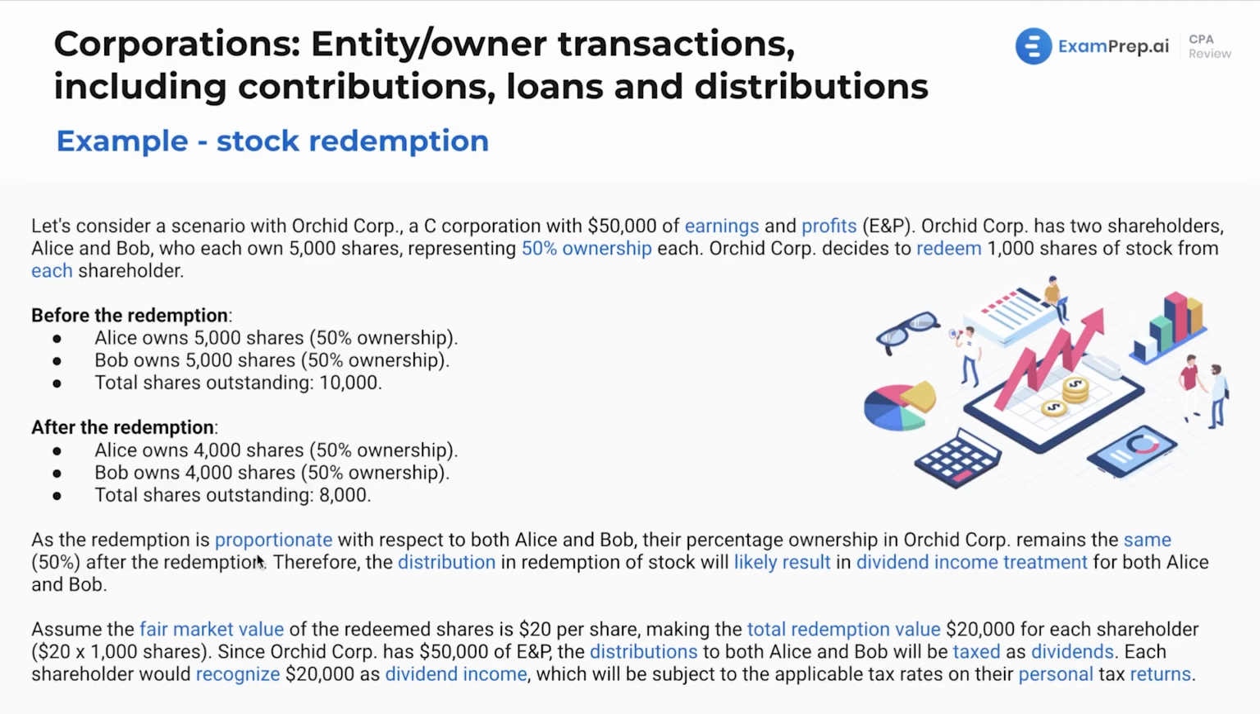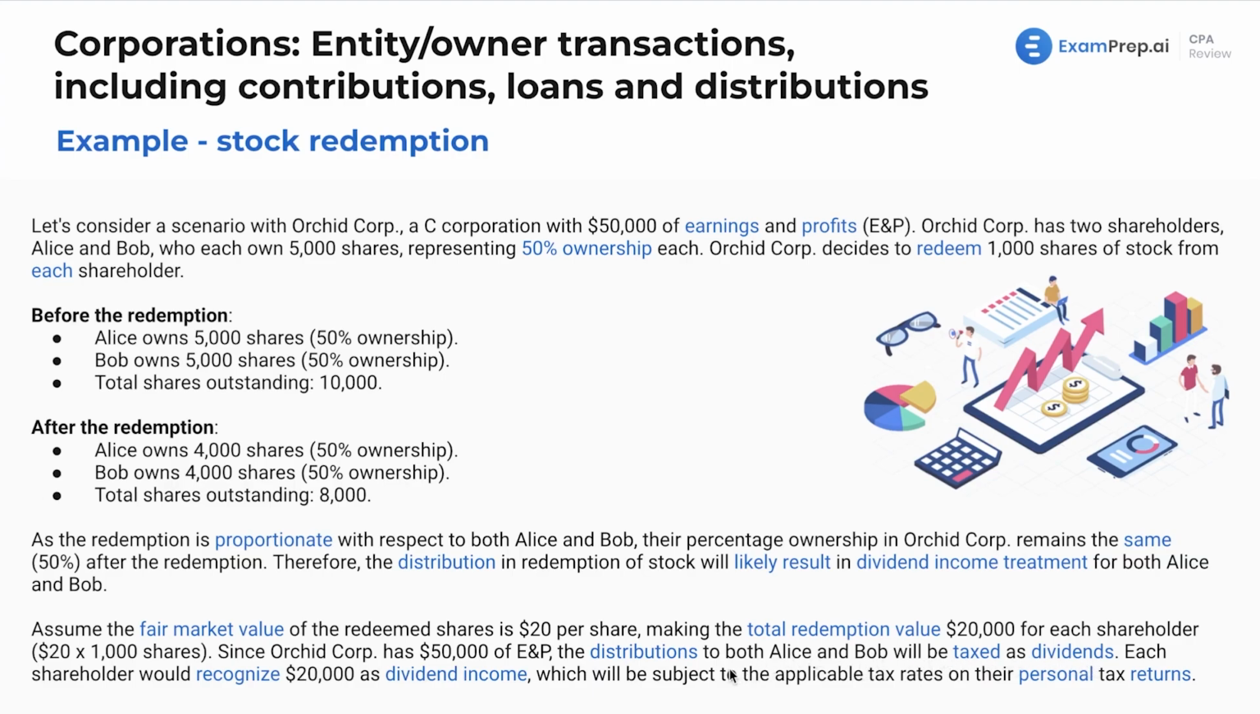As the redemption is proportionate with respect to both Alice and Bob, their percentage ownership in Orchid Corp remains the same after the redemption. Therefore, the distribution in redemption of stock will likely result in dividend income treatment for both of the shareholders. Assume the fair market value of the redeemed shares is $20 per share, making the total redemption value $20,000 for each shareholder. That is going to be the $20 times 1,000 shares. And since the corporation has $50,000 of E&P, the distributions to both Alice and Bob will be taxed as dividends.